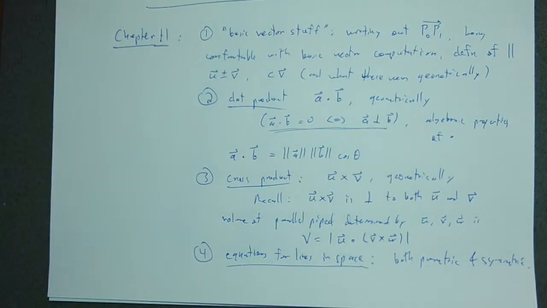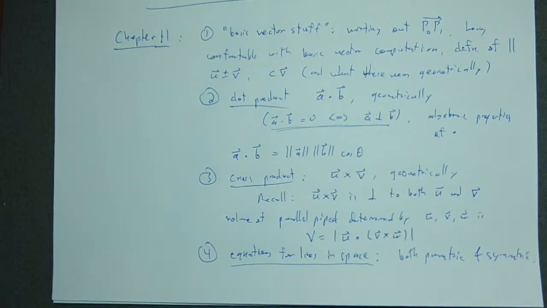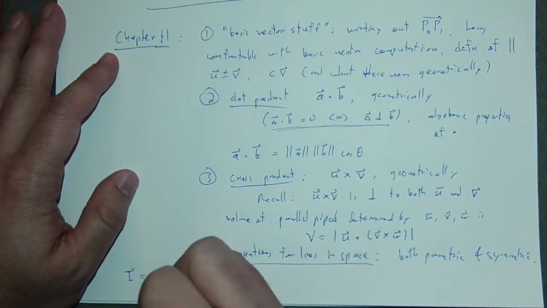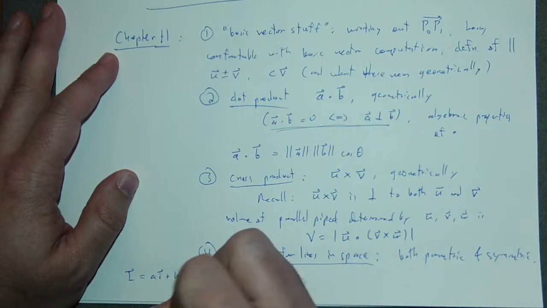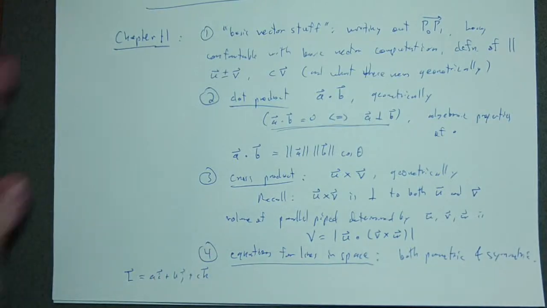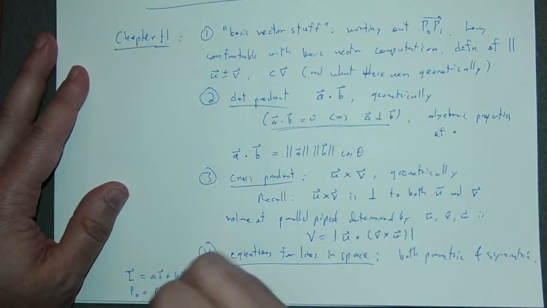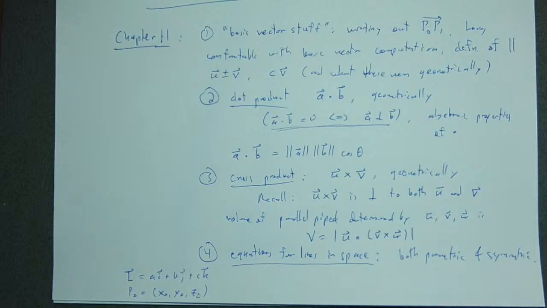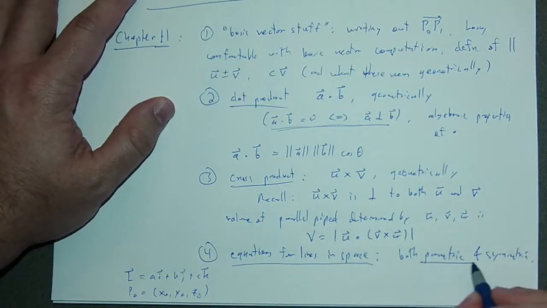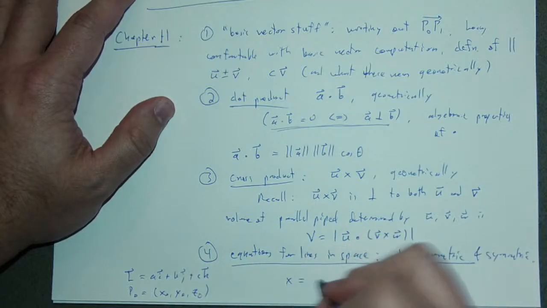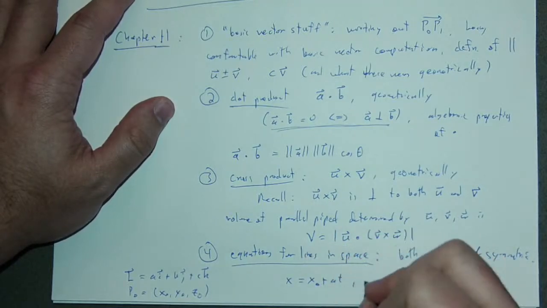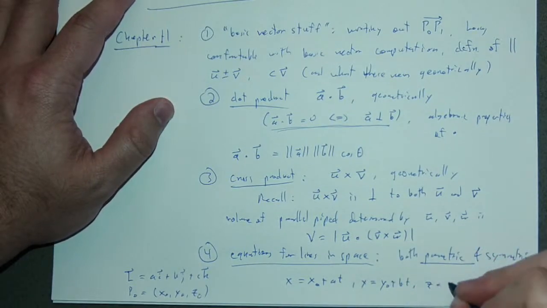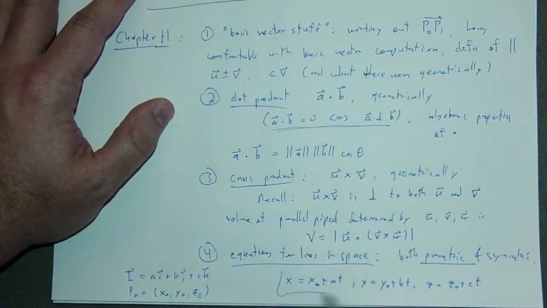So what geometric info is needed to write down the equation for a line in space? You need a vector L that is parallel to the line in question, so maybe here's my L, a, b, c, and you need a point that is on the line. We'll call that point x naught, y naught, z naught. So the parametric equations are x is equal to x naught plus at, y is equal to y naught plus bt, and z is equal to z naught plus ct.